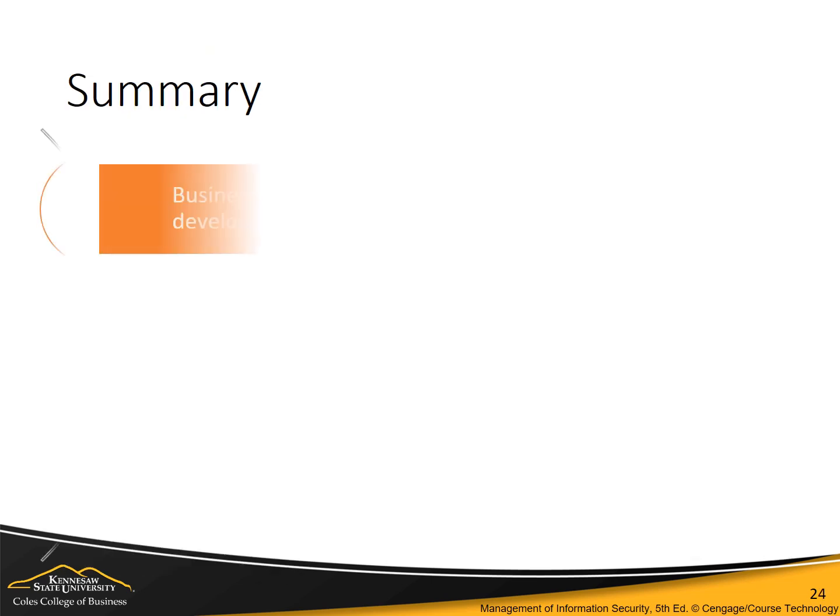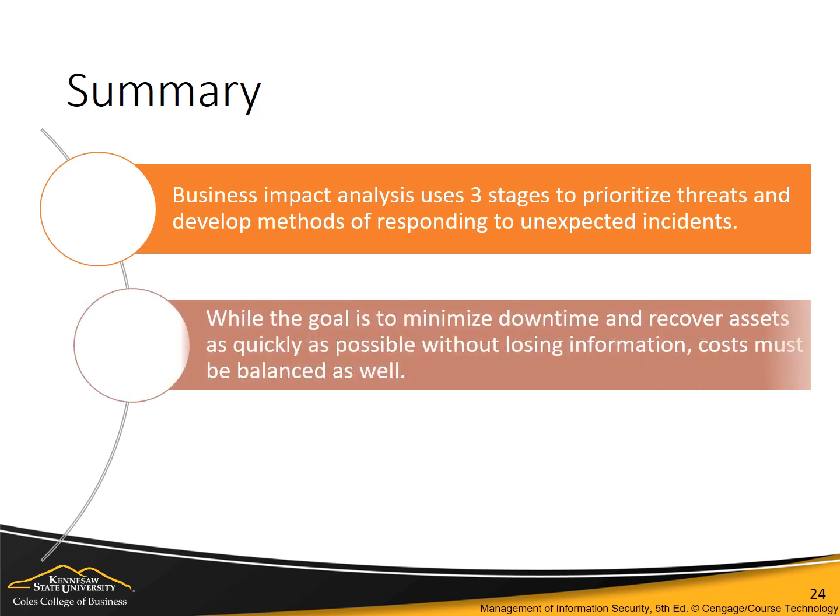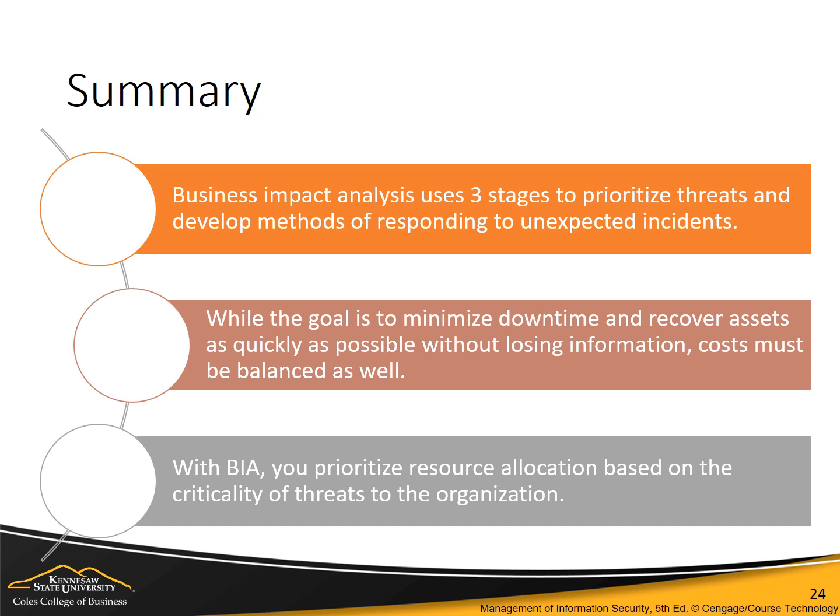In summary, business impact analysis uses 3 stages to prioritize threats and develop methods of responding to unexpected incidents. While the goal is to minimize downtime and recover assets as quickly as possible without losing information, cost must be balanced as well. If cost to control exceeds cost to protect assets, then you should reevaluate. With business impact analysis, you prioritize resource allocation based on the criticality of threats to the organization that you consider.